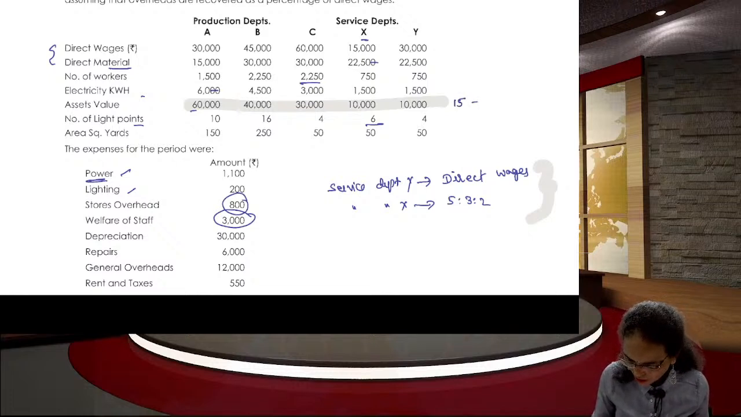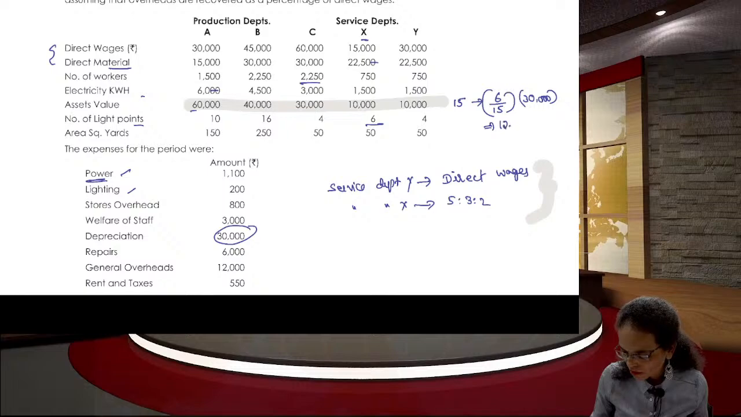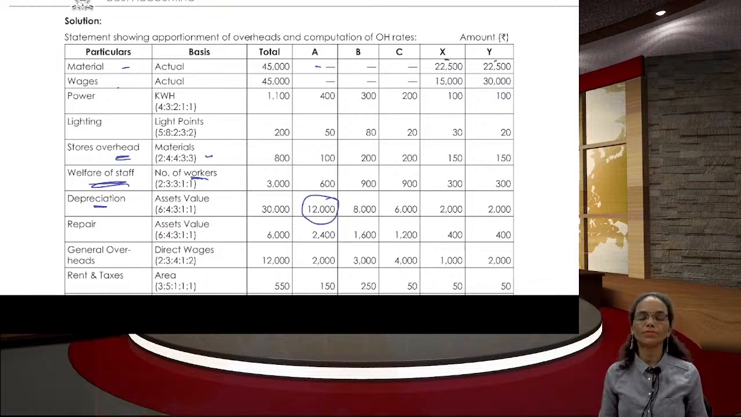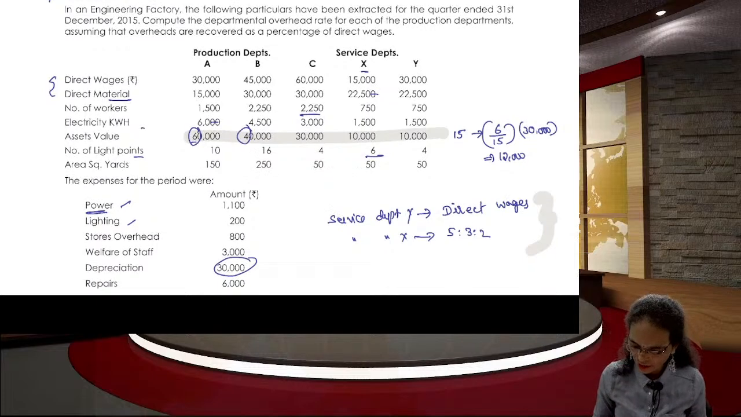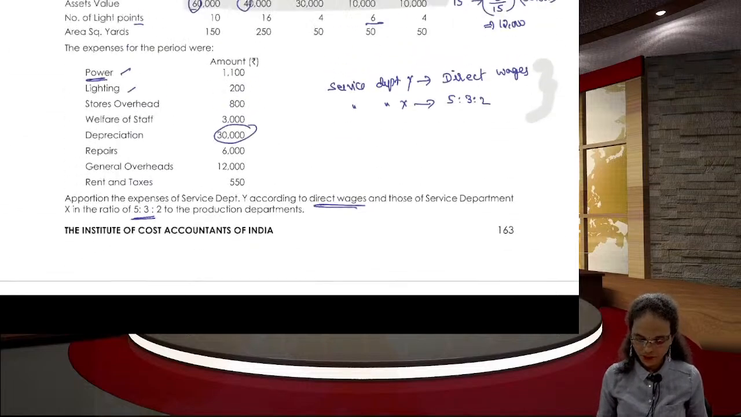So how to allocate? 6 divided by 15. Depreciation value is how much? 30,000. So 6 divided by 15 into 30,000, you are getting 12,000. Come here. 12,000 depreciation, this one. So for the same answer, divide by 6 and multiply with 4. 8,000. Getting? Right. For the rest of the departments, you do it.